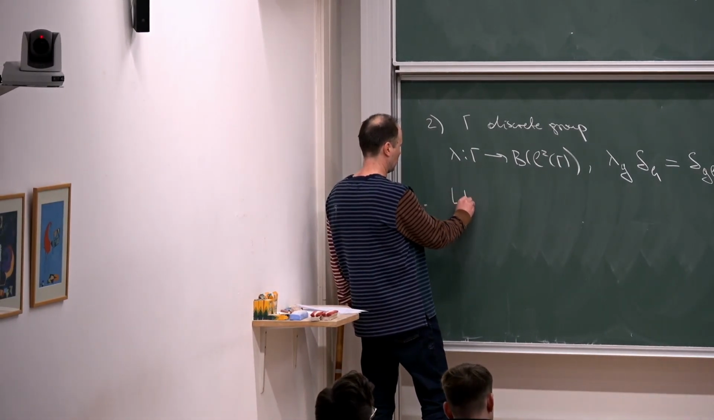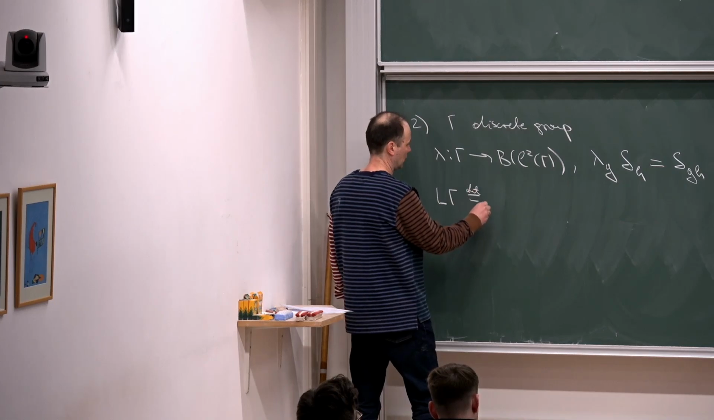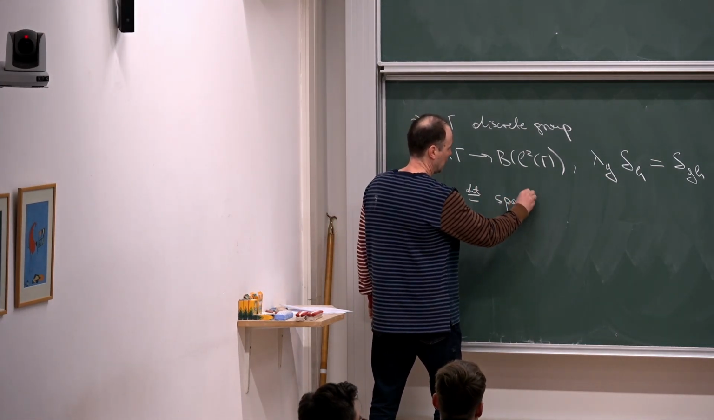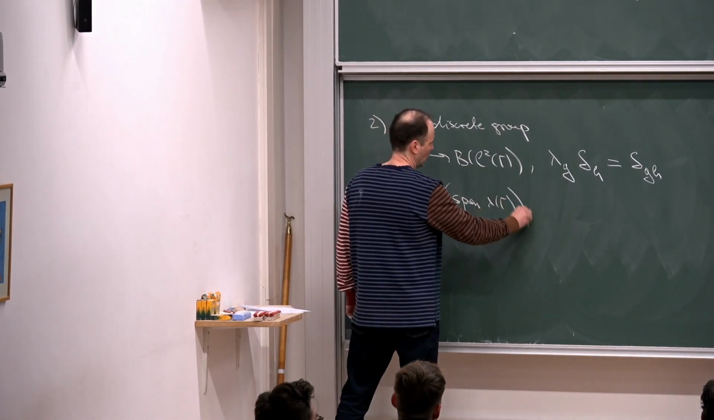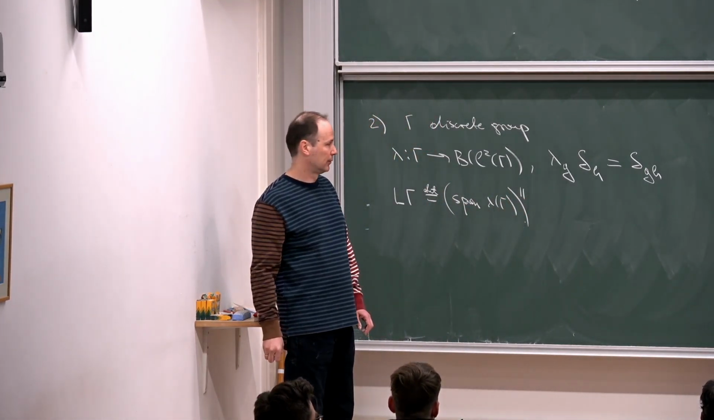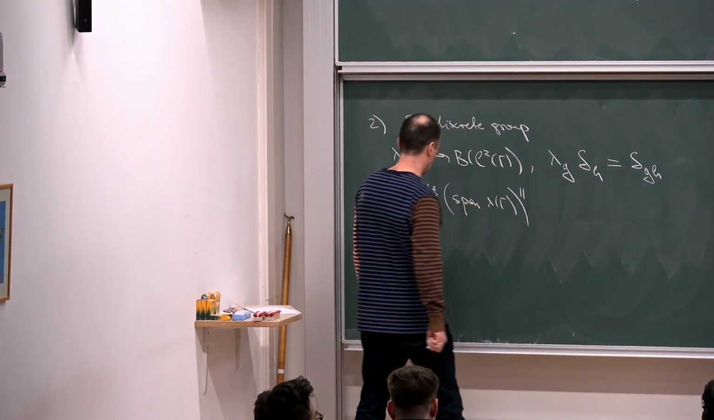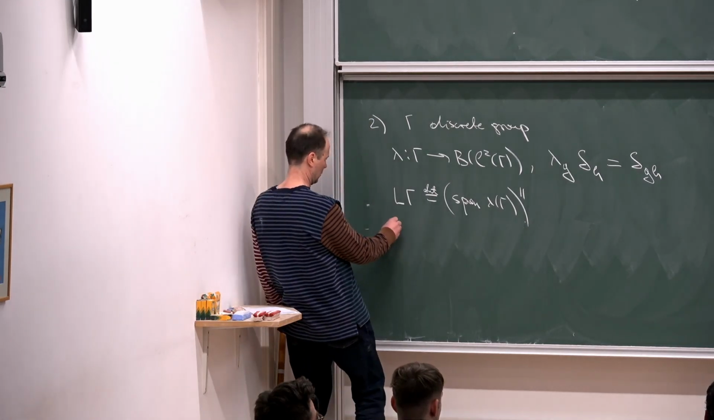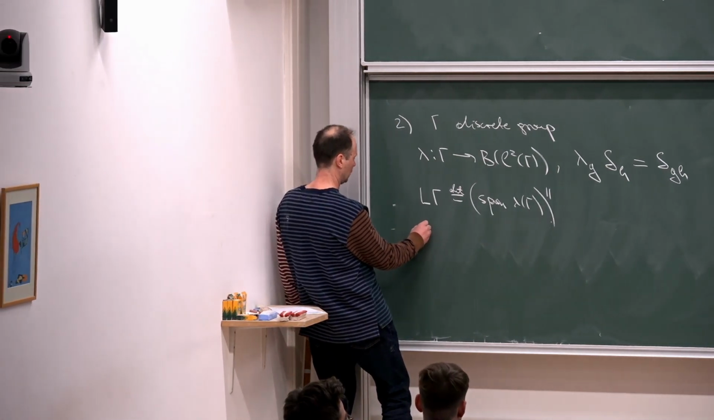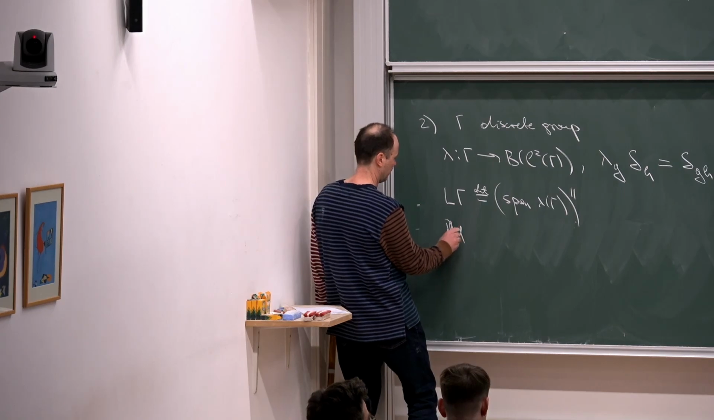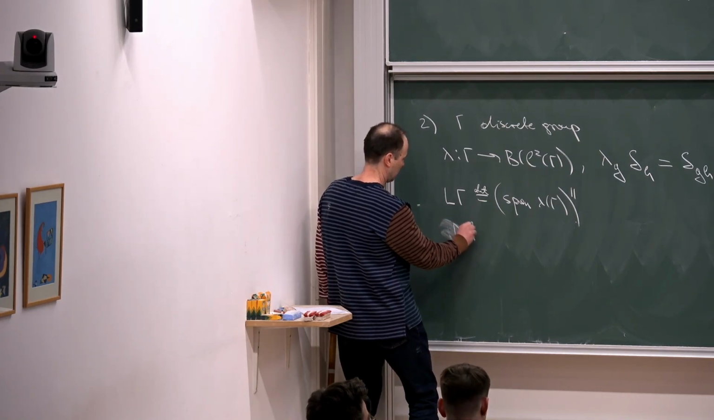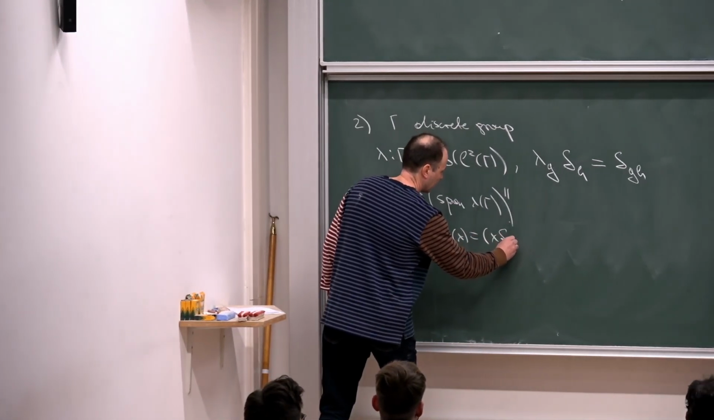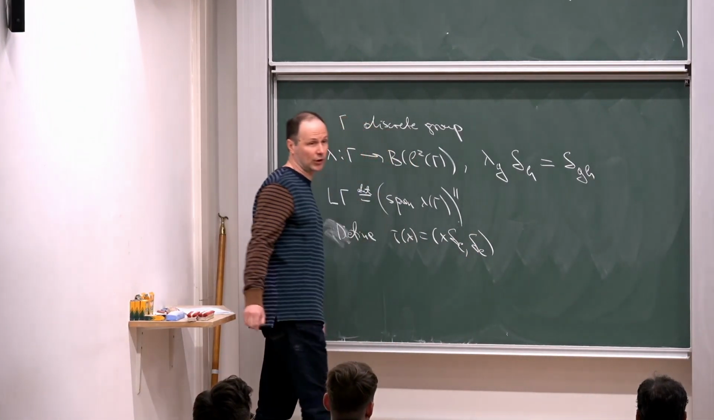And so the von Neumann algebra of gamma is defined as the span of this lambda of gamma, double prime. So this is some von Neumann algebra, but it actually has a very nice trace. Namely, we take a vector and define tau of x by this particular vector corresponding to the delta function at the unit element.